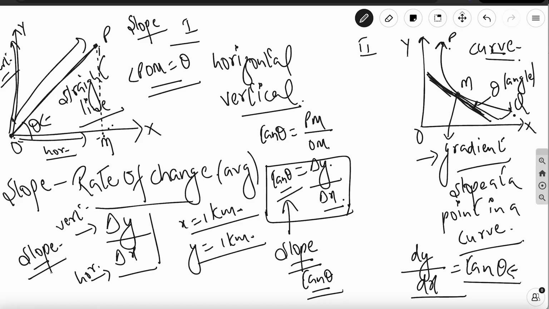So both slope and gradient represent the rate of change. Okay, rate of change on both the vertical and the horizontal side, but the difference in both being, slope is about the average change on a straight path, whereas gradient is about change on the curved path.